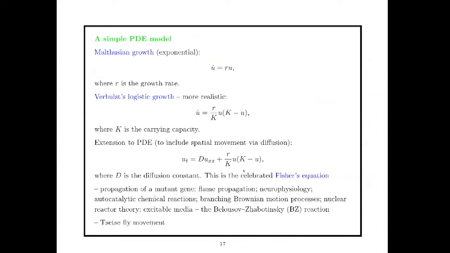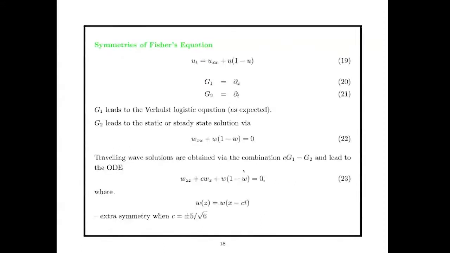This is the celebrated Fisher's equation, which was initially introduced to model the propagation of a gene. It also arises in propagation in neurophysiology, and a number of applications in physics and in mathematical biology. Interestingly, it's recently been used to model sexy fly movement, and I have a student looking at this particular equation and matching it to data of the movement of sexy flies in KZN. Okay. And I should just point out this is Fisher's equation.